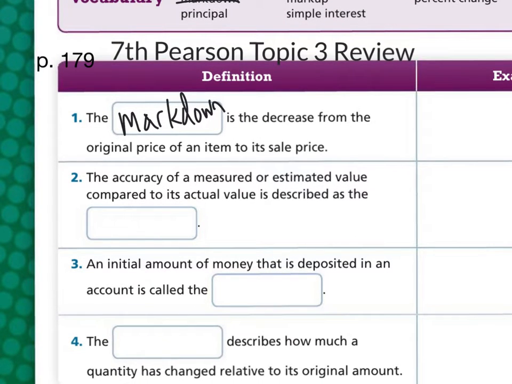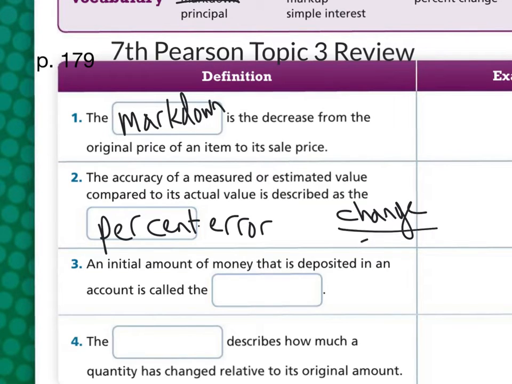Number 2, the accuracy of a measured or estimated value compared to its actual value is described as the, so this would be the percent error. Percent error, we talked about it when we talked about percent change. It was the change compared to the actual.